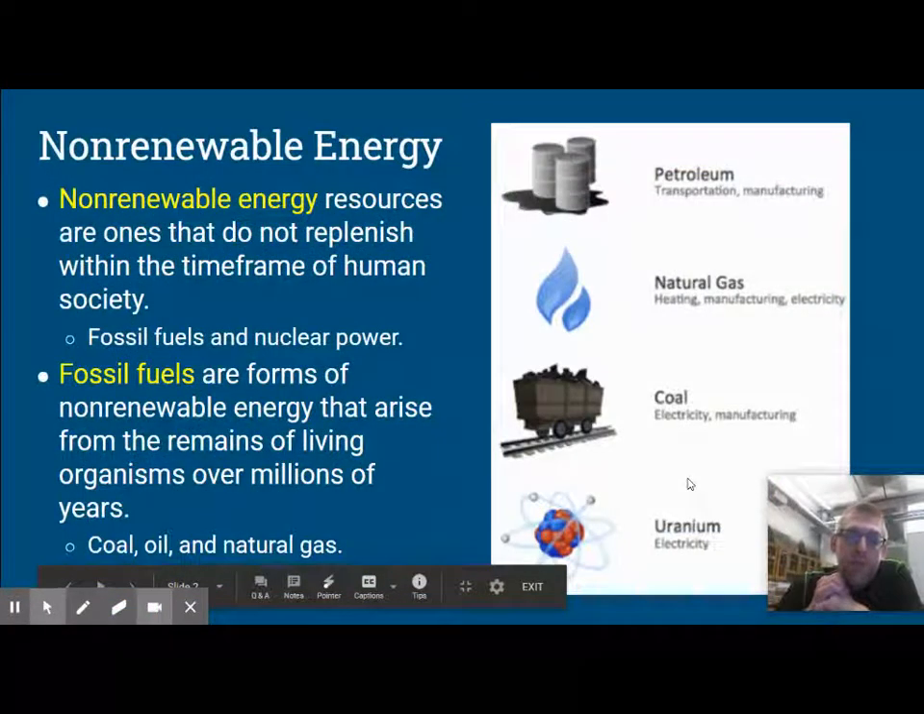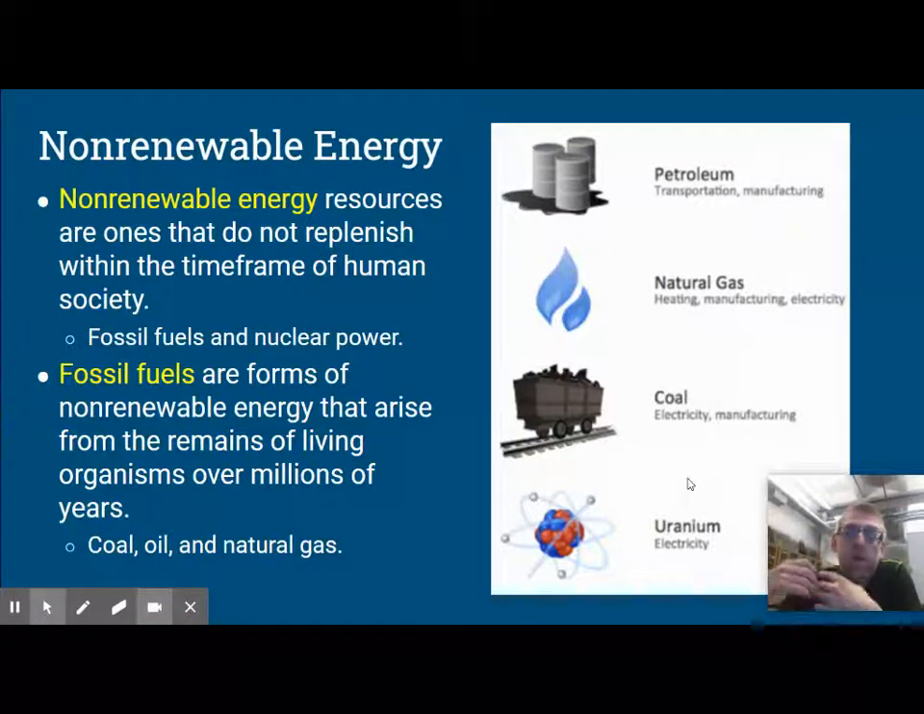So non-renewable energy are resources that do not replenish within the time frame of human society. So these are hundreds of thousands, if not millions of years to replenish. Fossil fuels, nuclear power, so uranium is what powers nuclear power plants, and that is very limited on Earth. Fossil fuels are formed of non-renewable energy that arises from the remains of living organisms over millions of years. So coal, oil, and natural gas is what we're kind of referring to with fossil fuels.